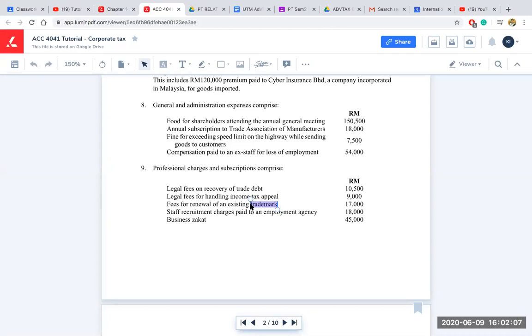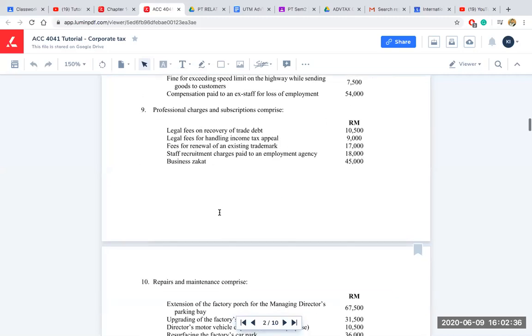Right? It's okay. So generally we say that anything you pay for renewal, like repainting, repairs, is allowed. But renovation is capital in nature. Then you have staff recruitment, charges paid to an employment agency. Again, this one is deductible. Recruitment of staff is allowable.